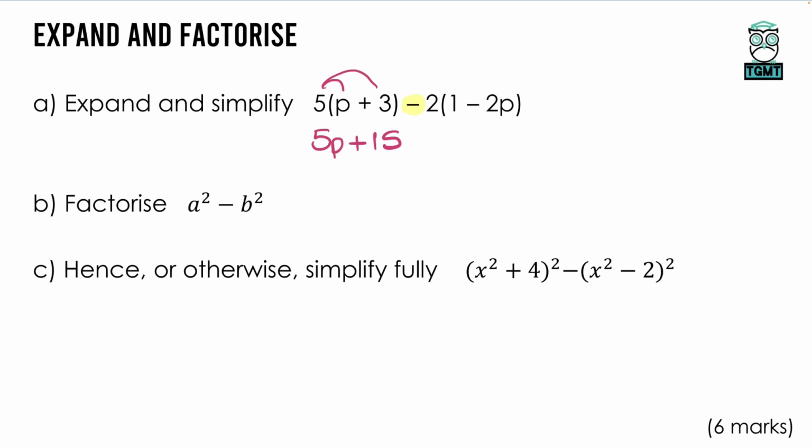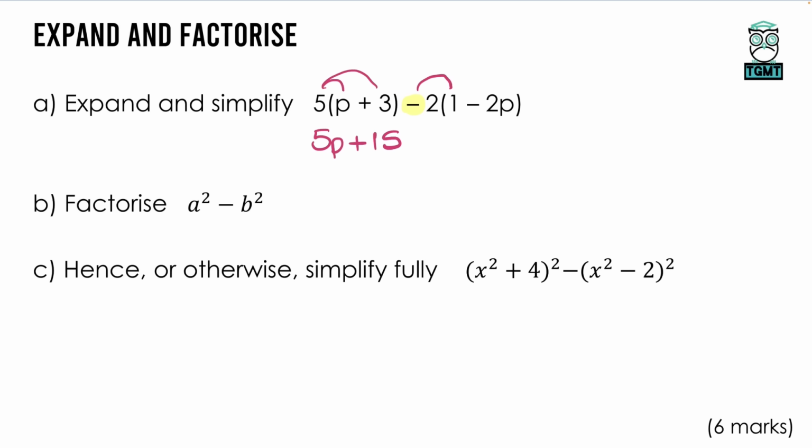Now for the second bracket, there are 2 ways to approach this. We can either multiply everything in the bracket by 2, and then remember to subtract them, which just means we have to think a little bit more carefully, as there is a negative 2p there. When we're subtracting a negative, it will turn into a positive. So you just need to be really careful. Now I prefer to just multiply by negative 2 straight away. Then I don't have to think about that process later on.